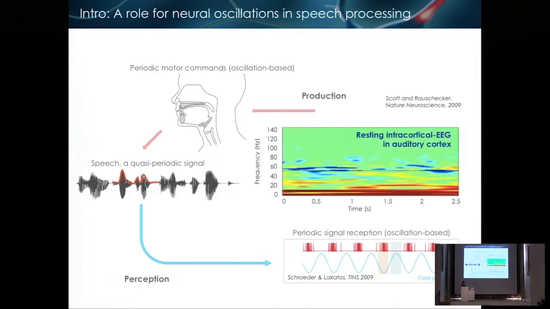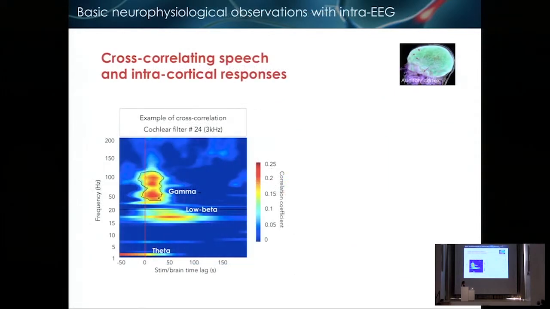Okay, so when you look into the human brain in the auditory cortex and with intracortical EEG at rest, you can see that there is some structure in the activity. So these oscillations seem to be present at rest, and of course their structure changes when speech enters in the system. And that's what we want to study.